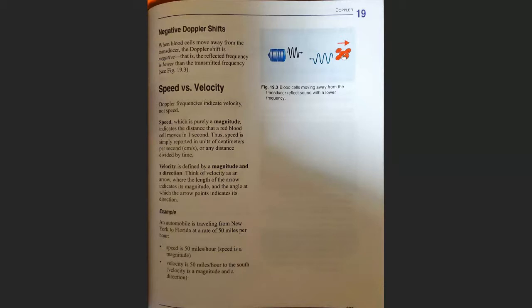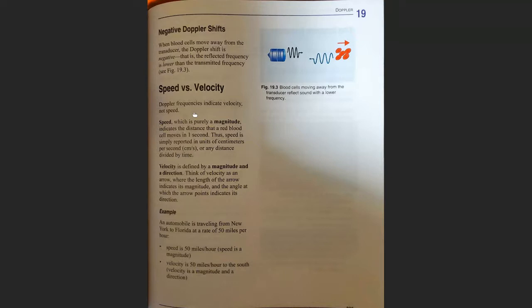So blood cells moving away from the transducer reflect sound with a lower frequency. Okay. And so I guess the words over here, I think we already talked about that. The Doppler frequencies indicate velocity, not speed. You see it's negative if it's moving away. So it's really telling you if it's moving away or moving towards you.